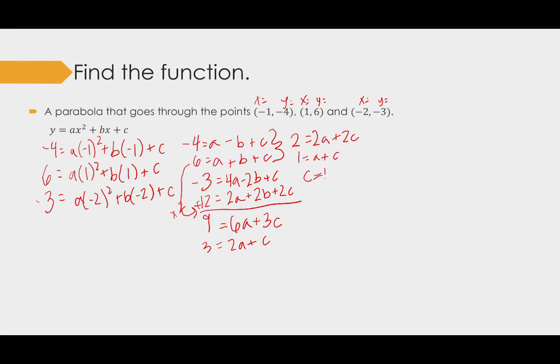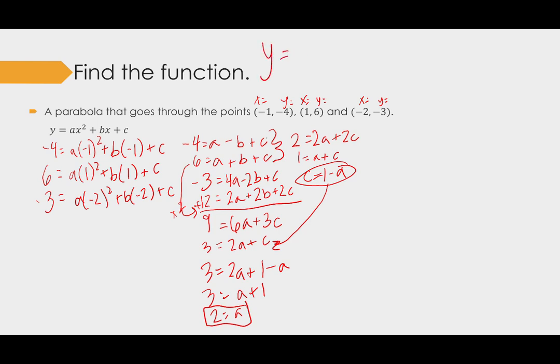So c equals 1 minus a, moving that over. I'm going to plug that in to c. 3 equals 2a plus c, which is 1 minus a. 3 equals a plus 1. I'm going to subtract 1. So 2 equals a. Alright, we got our first part of our equation.